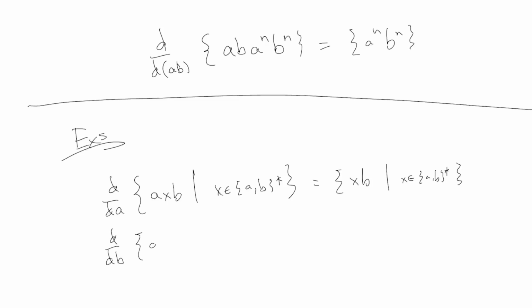Anyway, here's a not weird one. What about derivative with respect to B of that same thing? What this means is look for all the strings here which start with B, take away the B at the beginning, and then give me what's left over. And the answer is nothing. There are no strings here which start with B, and so we get the empty set from this. All right.